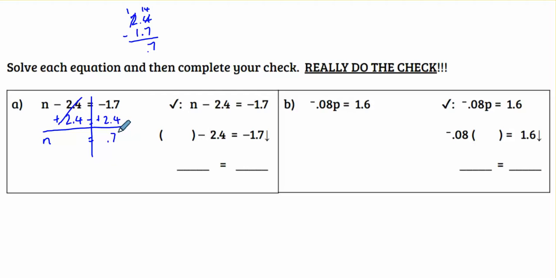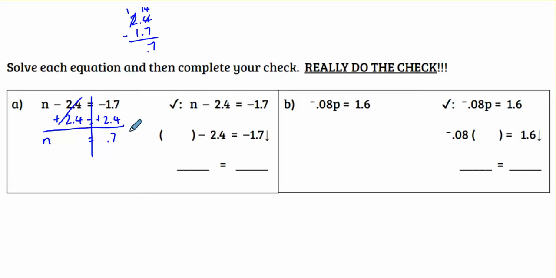And my final question for myself is, is it a positive 0.7 or is it a negative 0.7? And in order to know that, we look to see which one is the bigger number, and 2.4 is the bigger number and it's positive, and so my answer is positive.